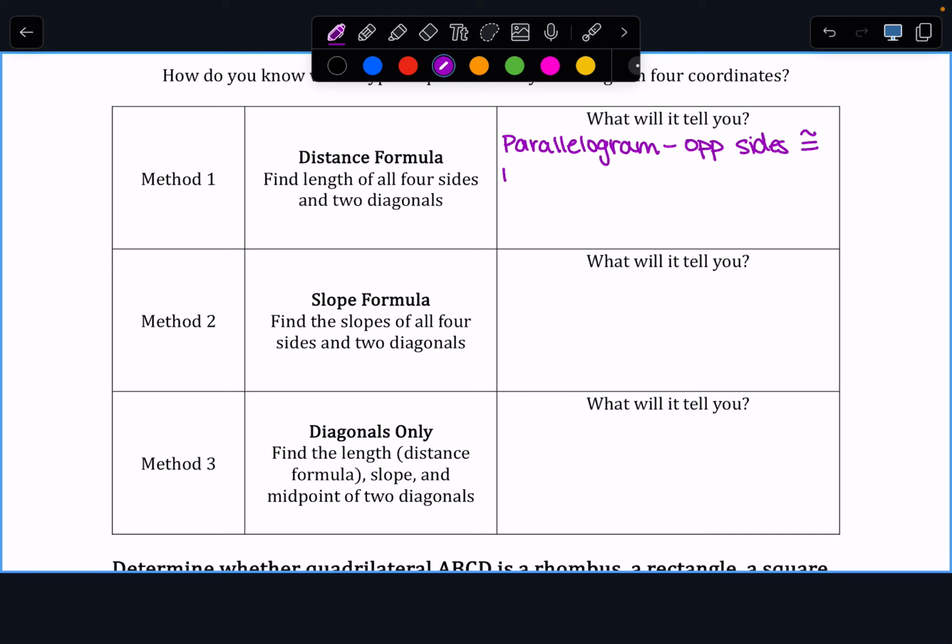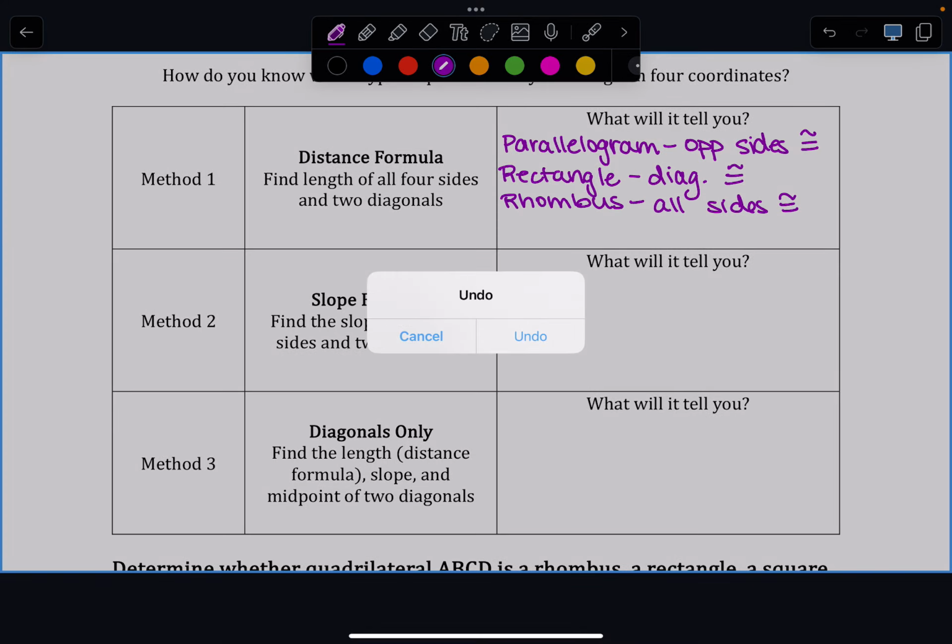Okay? What would we look for in a rectangle? We would find the 2 diagonals, and what would that tell us? If they're equal. Okay, if our diagonals are congruent, then we know it's a rectangle. Okay. Of the 6 things we find, what would give the rhombus away? They're all equal. Okay. If all 4 sides are equal, we know that it's a rhombus.